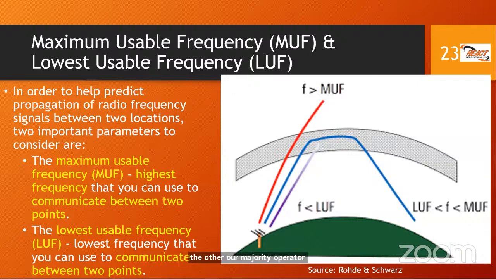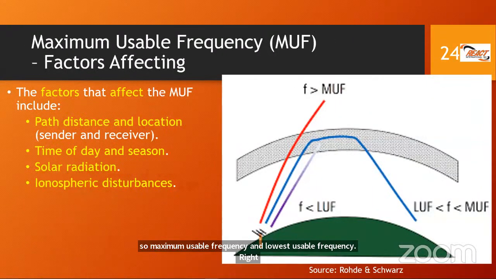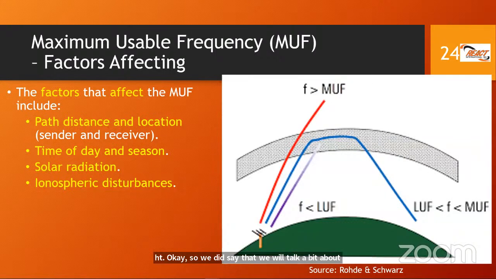So maximum usable frequency and lowest usable frequency. Right. Okay, so we did say that we'll talk a bit about the factors that affect the maximum usable frequencies, right? So here they are, and it's in fact an exam question, right? So one would be the path, distance, and location of both the receiver and the sender, the time of the day and also the season. Is it summertime? Is it wintertime?